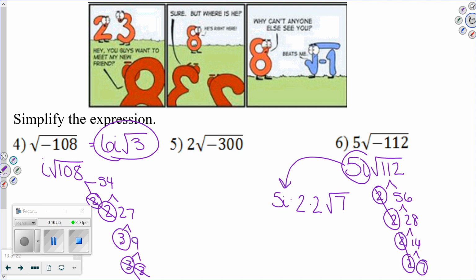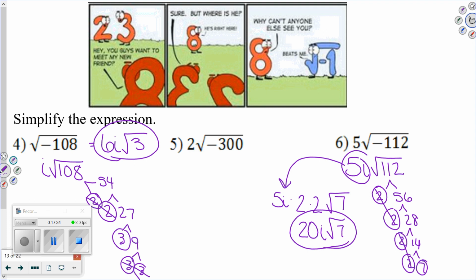Wait a minute. Can I multiply a number with an i with a number that doesn't have an i? Can you multiply 3 times 7x? You can multiply if they're not like terms, you just can't add. So I'm allowed to multiply, even though this one has an i, which acts like a variable for the most part. So 5i times 2 times 2 is going to give me 20i radical 7. Right, so I can multiply and divide if they're not like terms. I cannot add and subtract unless they're like terms.